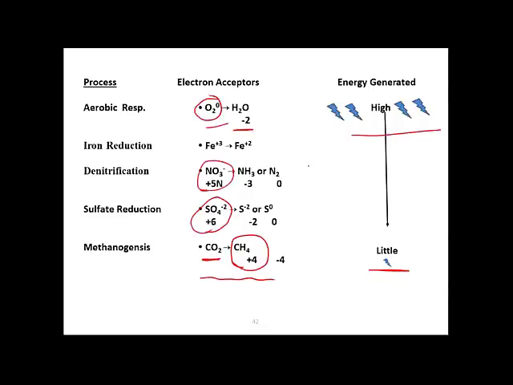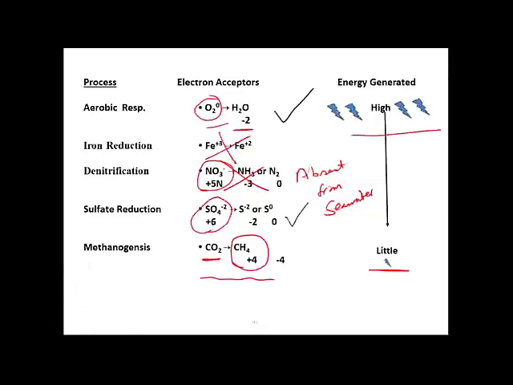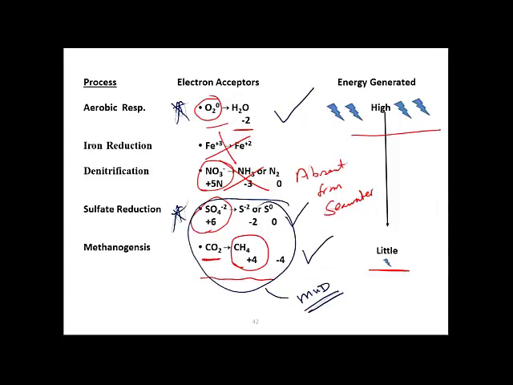You don't tend to see much with nitrate because this is pretty well absent from seawater. So you don't get much of this. This is not present in seawater. So you don't get that, and there's not a whole lot of iron either. So the key things you get in seawater are your oxygen, your sulfate, and if you don't have sulfate, methanogenesis. But the key ones are really these two. And these two here are mostly seen in mud. Any questions? Okay?